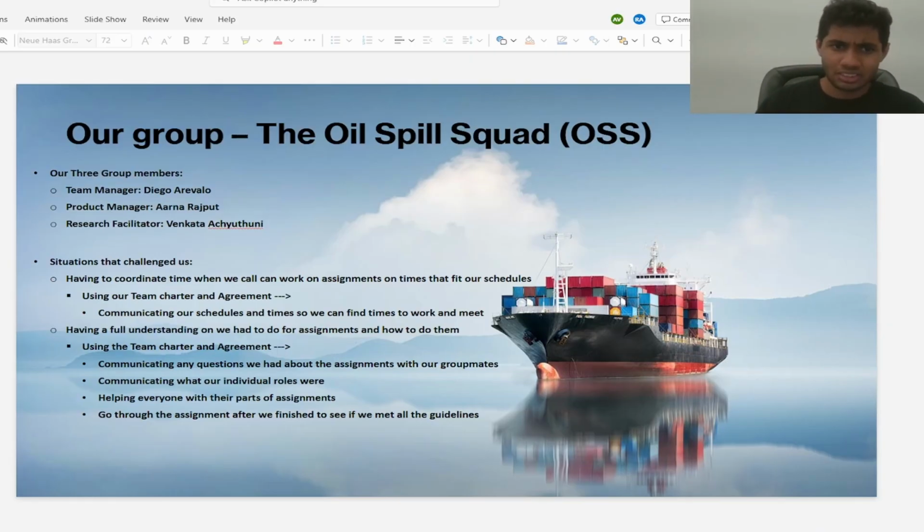And a situation that challenged us while we were doing this project was having to coordinate times when we can all work on assignments that fit our schedules. Everyone has different schedules, everyone has different times. So we faced a lot of problems in making sure that everyone could come together and work on this project.